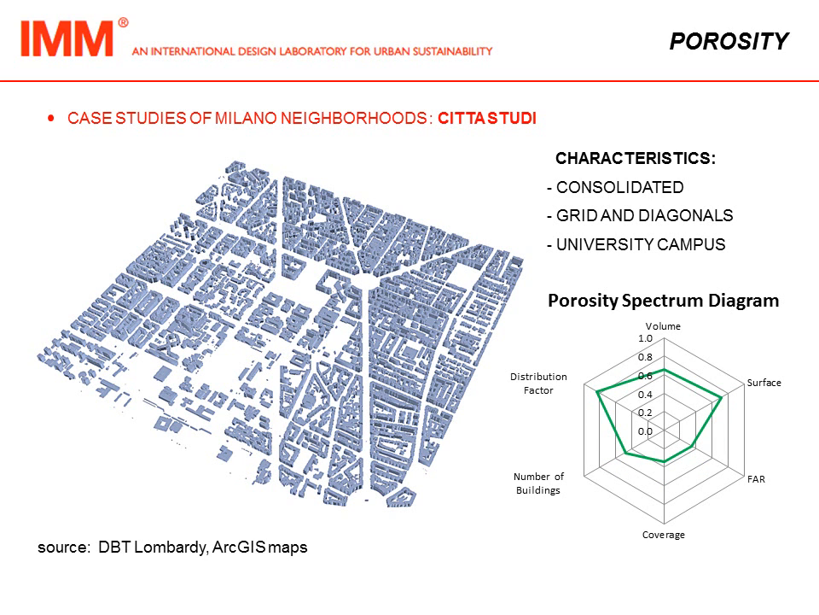Then we move to the area of Città Studi. It is still consolidated and represented by a grid and diagonals system and by the presence of the university campus of Politecnico of Milano. Comparing this diagram with the previous one we have seen, we can see an increase in volume, also thanks to the picture on the left, and the reduction by consequence of the distribution factor. Also the FAR is reducing because the building height is not increasing compared to the city center, and the increasing of volume makes the coverage value even lower.